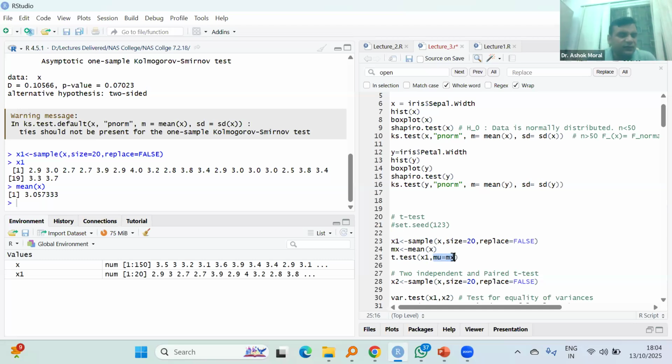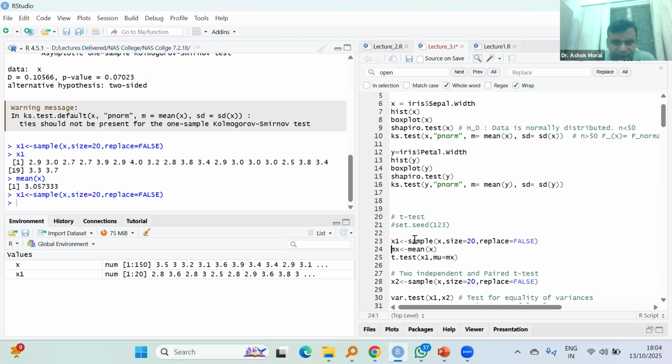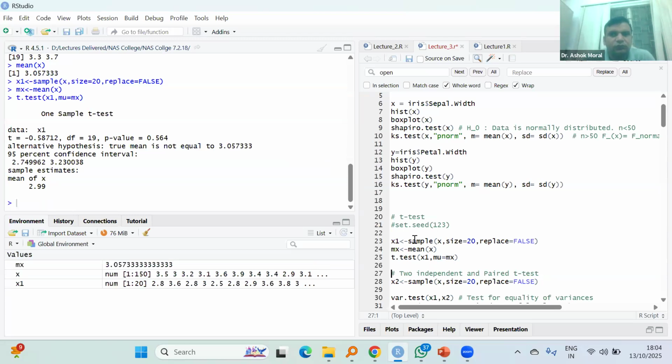That means mean under H naught. Mu is equal to mu naught जिसकी हम बात कर रहे हैं. Here mu naught is mx. So this is the output. This is the output. What is the p-value here?